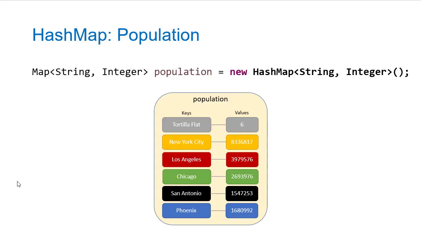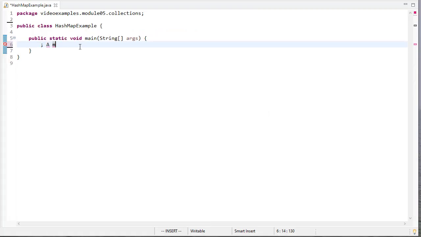A map is actually not a collection in the strictest sense. You'll see in the notes, maps are sort of their own branch when we talk about collections. However, they function in a lot of the same ways. A map in Java stores key value pairs, and a key value pair could be something like the population of Tortilla Flat is 6.